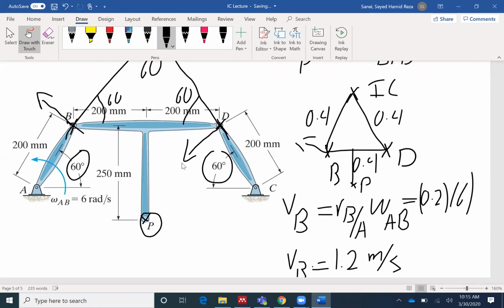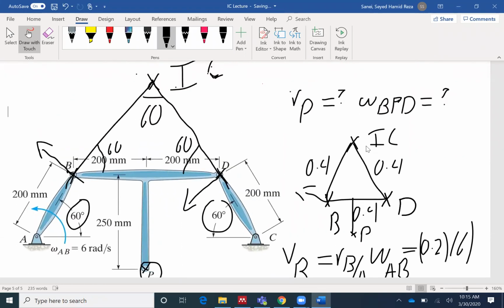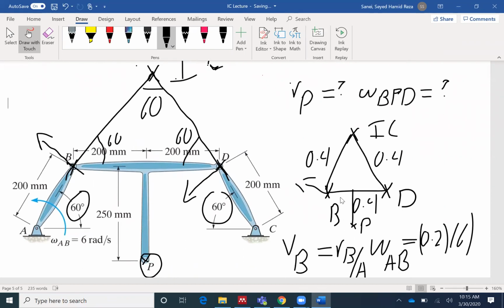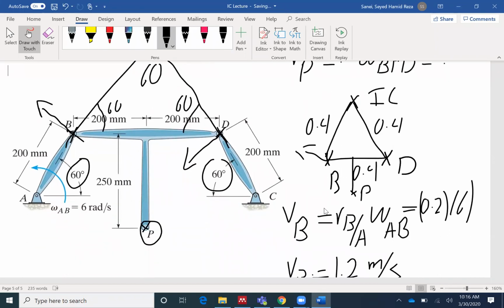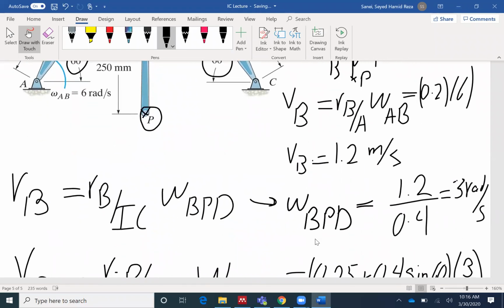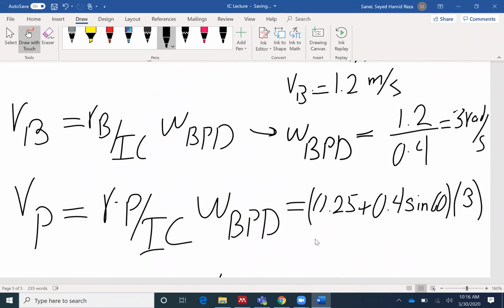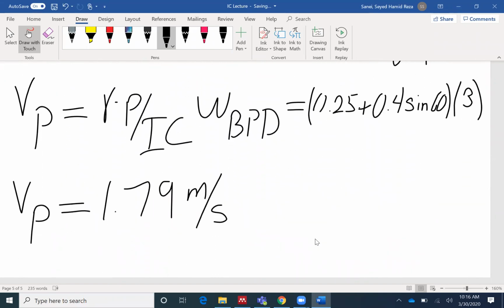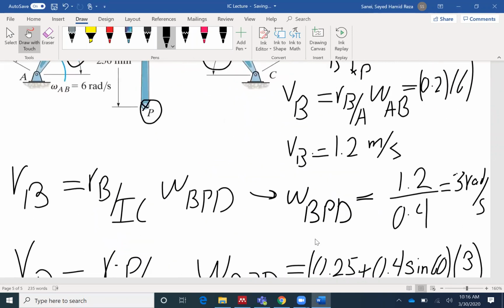Again, the approach that I use is to find the location of IC. Once we have the location of IC, we need to find the omega for that member from a known velocity. As long as we have one known velocity and the distance, we can find omega. The known velocity was at point B, which is also on member AB. So we found the velocity of B, then we found omega BPD, and once we have the location of IC and the angular velocity, we can find the velocity at any point. And that's the velocity at point P.